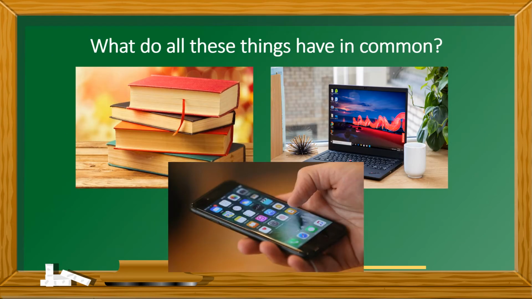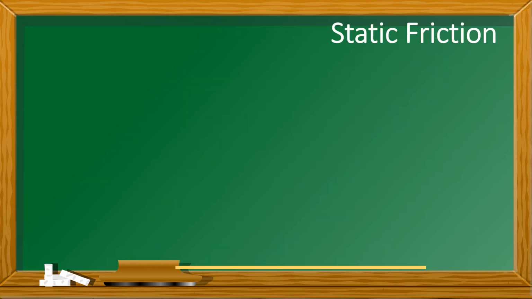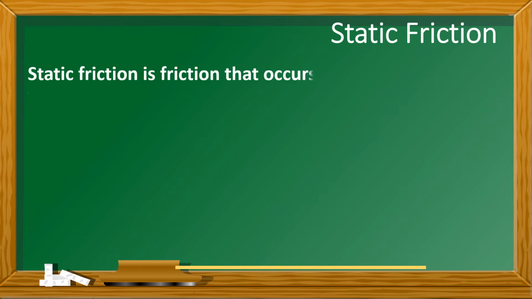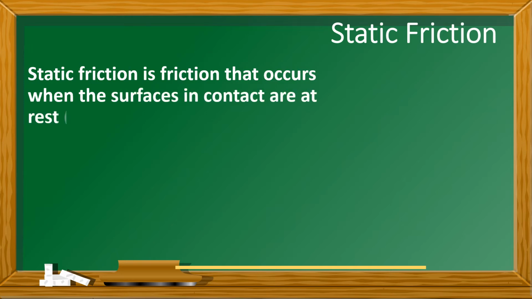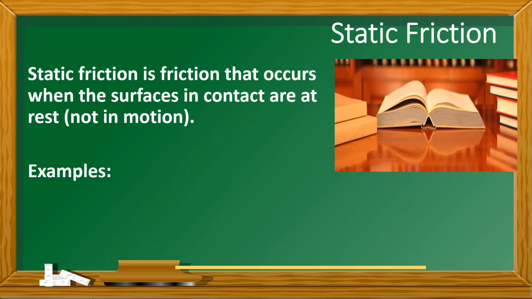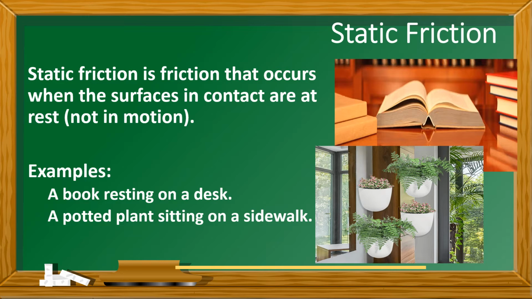Looking at the illustration, what do all these things have in common? So we have books, a laptop, and a cell phone. Well, you might say that these are used for online learning. But what is the association of these things in friction? So these things possess static friction. When we say static friction, it is the friction that occurs when the surfaces in contact are at rest or not in motion. Examples are a book resting on a table or a desk, and a potted plant sitting on a sidewalk.